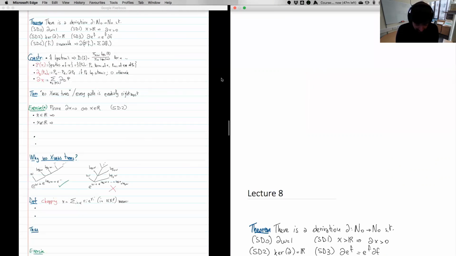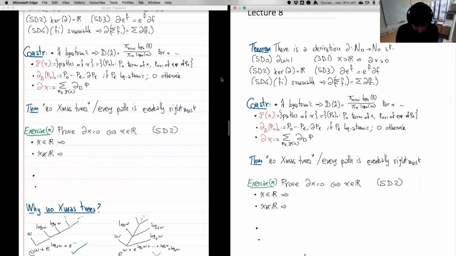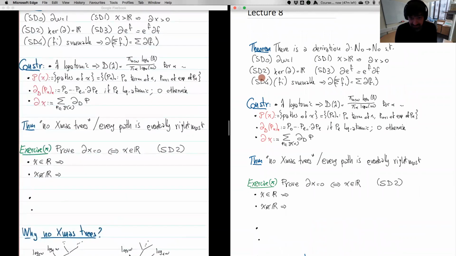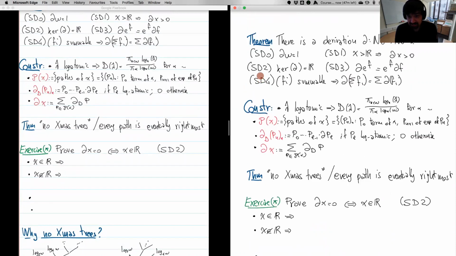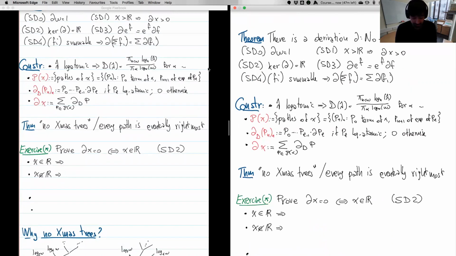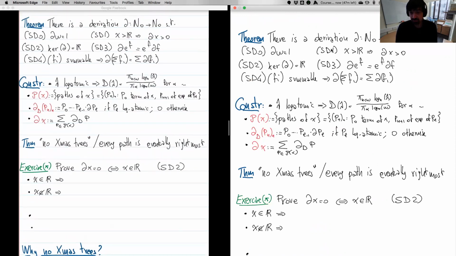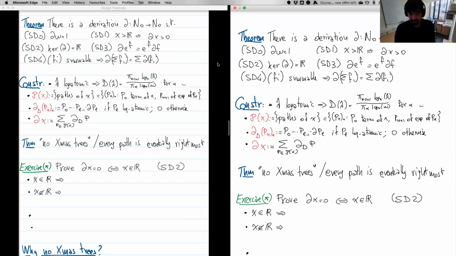All right. Okay. Now this is the lecture from this Monday last week. Okay, and the final point was on surreal numbers, we do have a derivation satisfying this property. So delta of omega is 1, the kernel is the reals, and the most difficult one, if you take a summable family of surreal numbers, then the derivative of the sum is the sum of the derivatives.